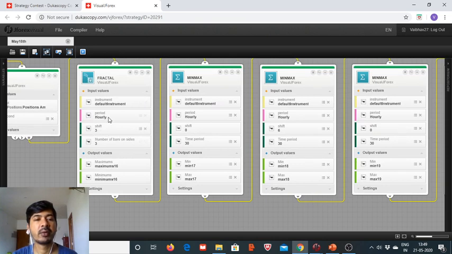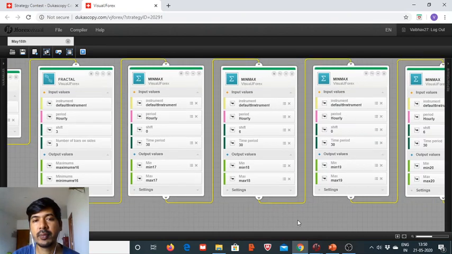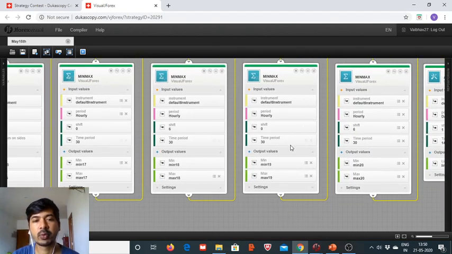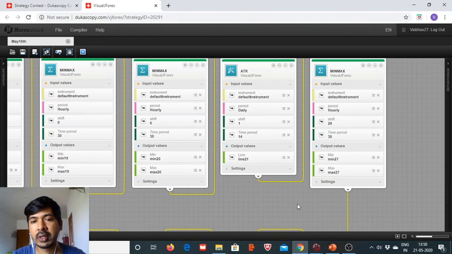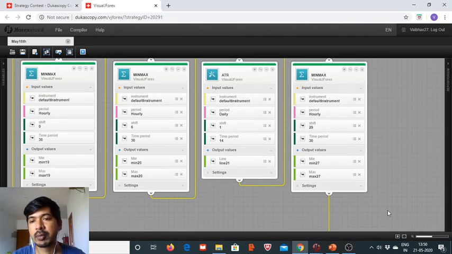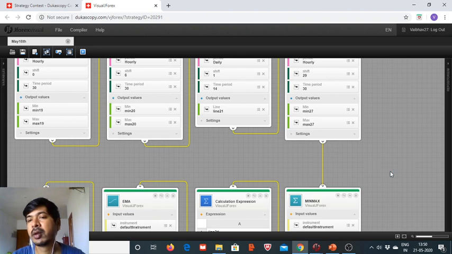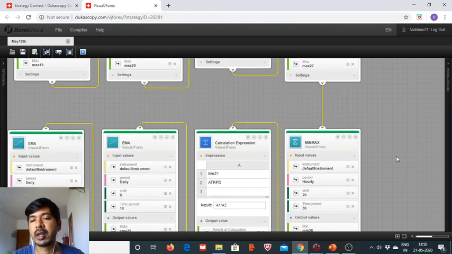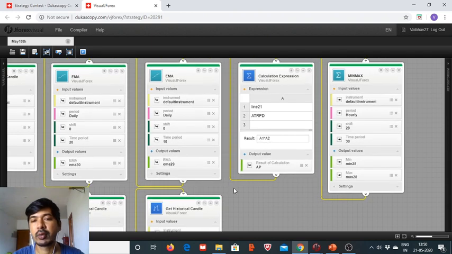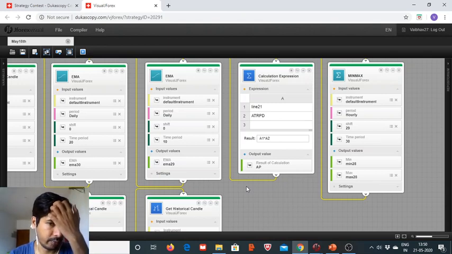This is the fractal indicator with hourly setup. Shift is 3. Number of bars on each side is also 3. Then the min max hourly setup, shift 1 and shift 0 and shift 6 to take the values, current value and the value 6 hours back respectively. Then we got this ATR on the daily time frame for optimizing purpose. The min max again for hourly time frame with shift 29, that is the data 29 hours back. Then we did this calculation to define the 5% of the ATR, which is our marker for getting involved, getting entry into the trade.